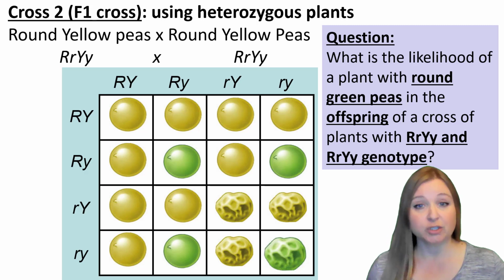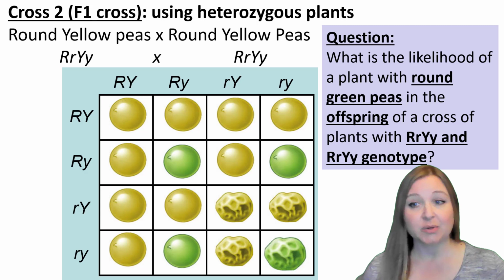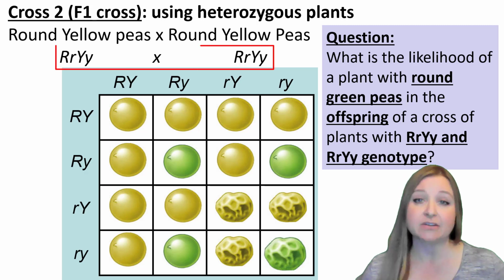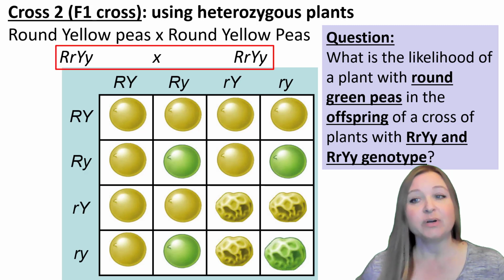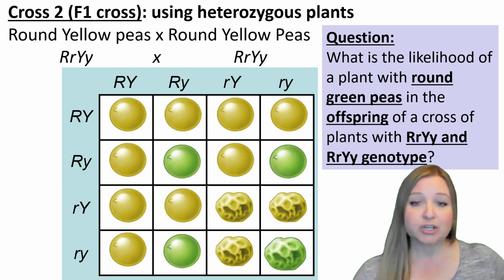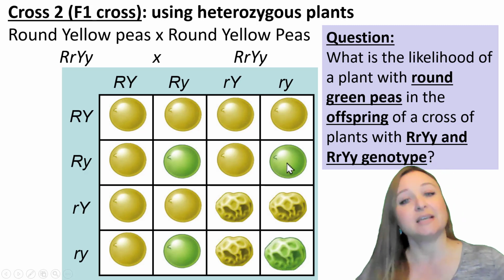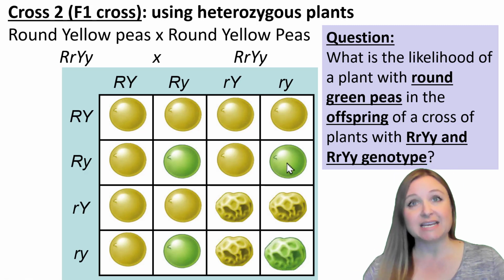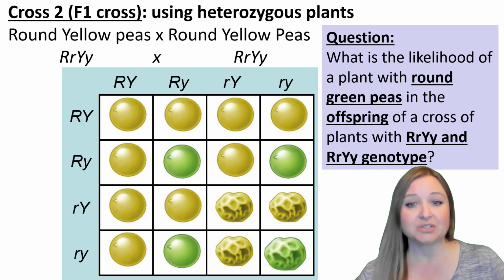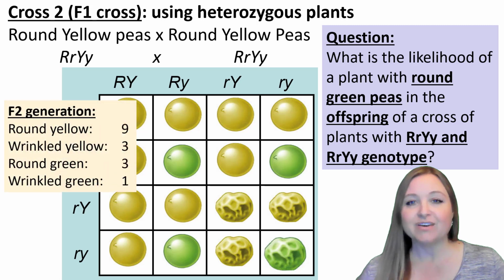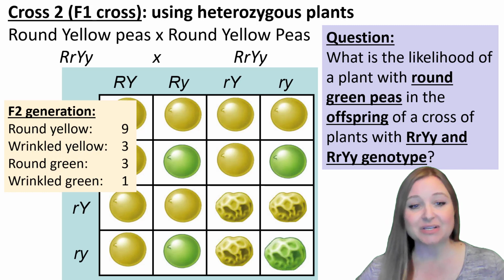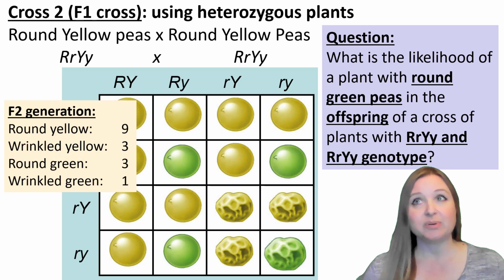Okay, so now that we know what we're looking for, we see that's the exact scenario we have here. We did a cross of plants that are heterozygous for each gene, and we want to know what the likelihood is of a plant with the round green peas. Okay, we look here, we know there's 16, 1, 2, 3. There's 3 plants that will have round green peas statistically. And so 3 out of 16 is going to be the answer for this.